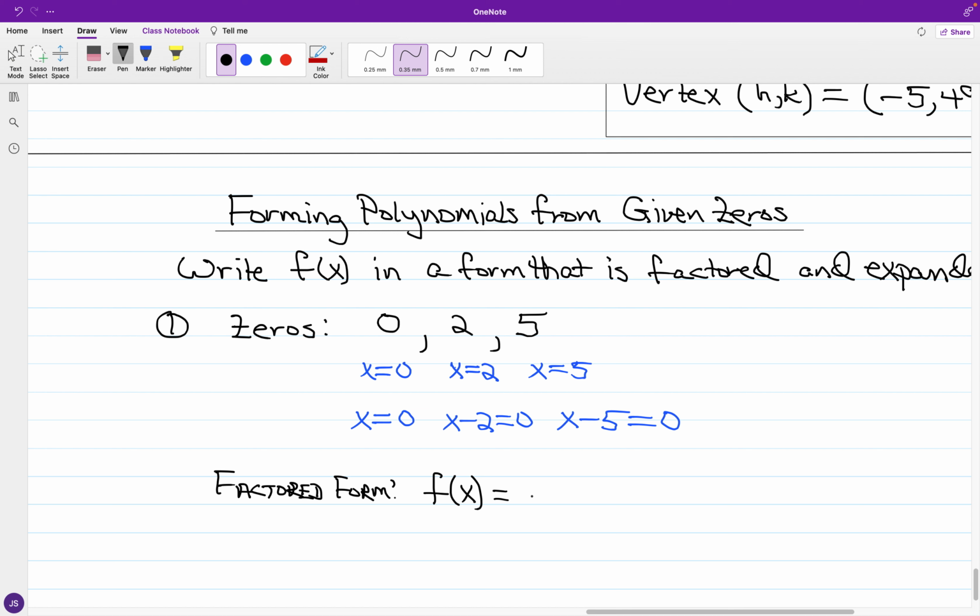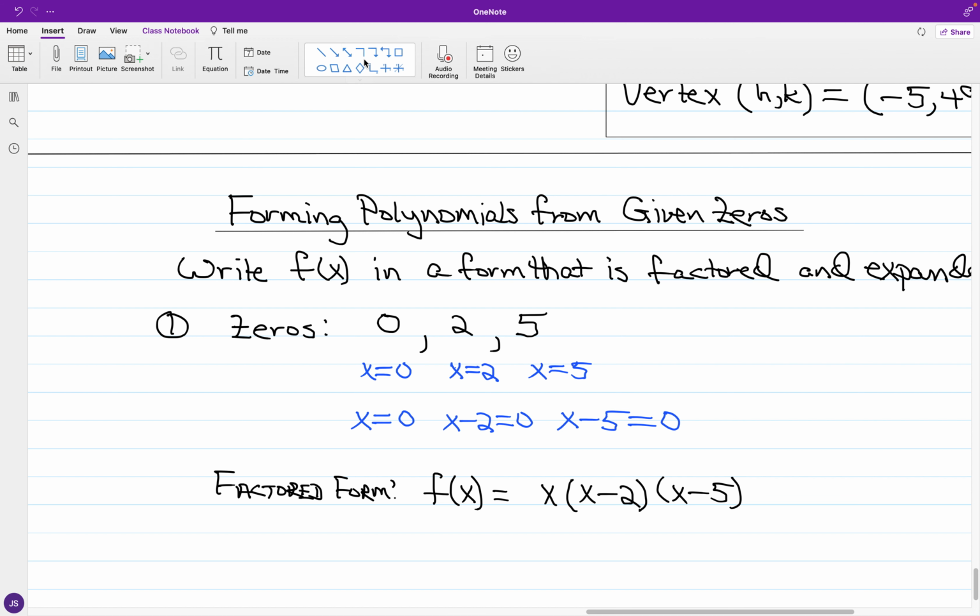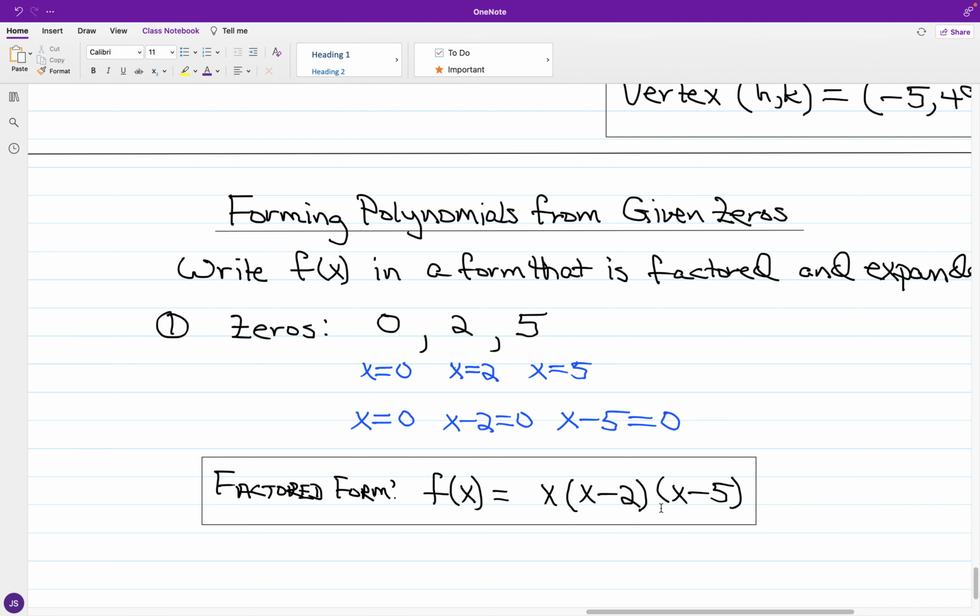You say that for a factored form of the polynomial, for the variable expressions, we take it in reverse and set equal to 0. So you got x, and for 2, we have x minus 2, and from x equals 5, we have x minus 5. So this is one factored form. If I were to use the zero product property, we have x equal to 0, x minus 2 equal to 0, x equals 2, x minus 5 equal to 0, x is equal to 5.